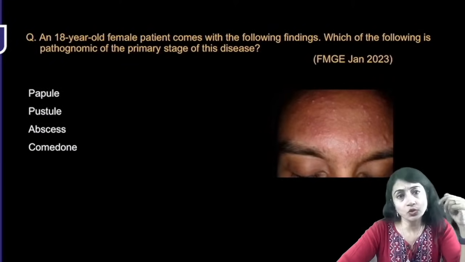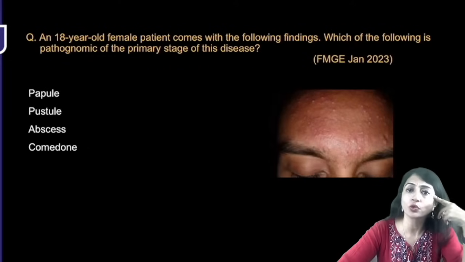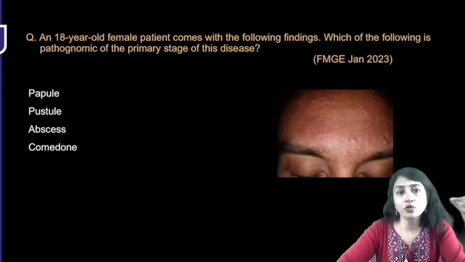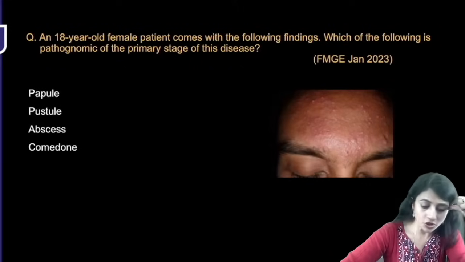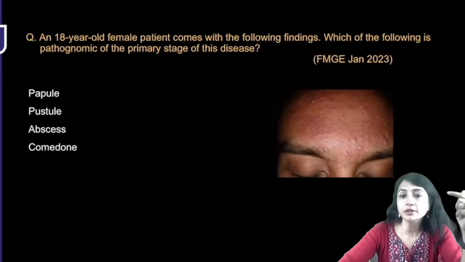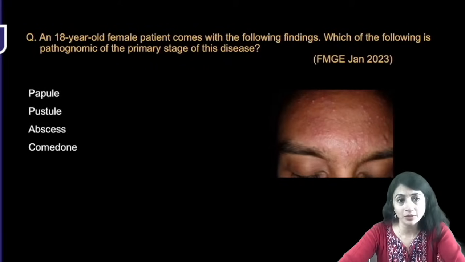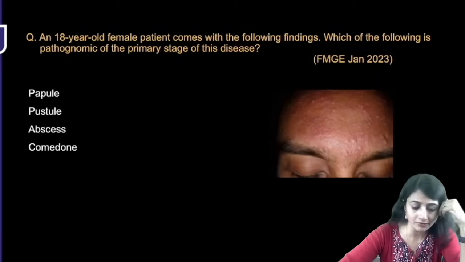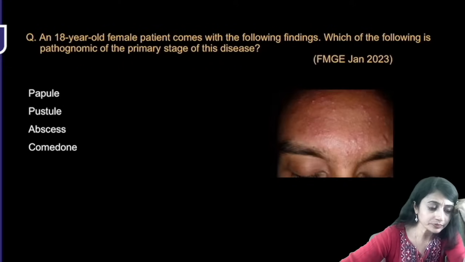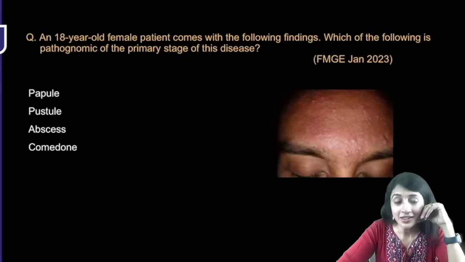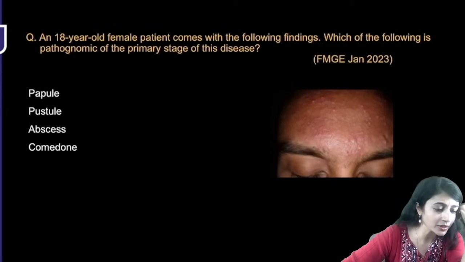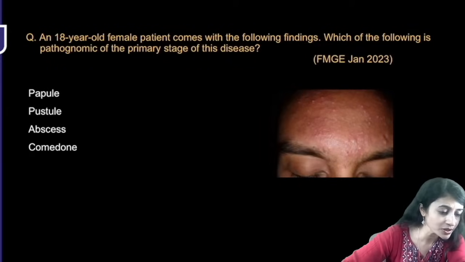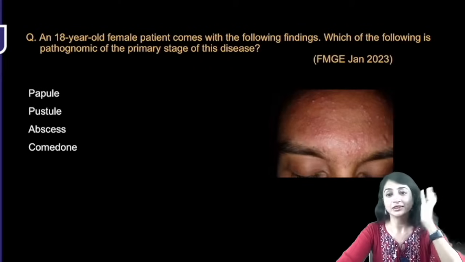An 18-year-old female patient comes with the following findings. Which of the following is pathognomonic of the primary stage of this disease? So here in the options I have various primary lesions: papule, pustule, abscess and comedone. So what do I see here? I'll wait for your answers again. Amazing. So you guys know everything. So yes, the answer is comedone, and Swati, Priyanka, Gajnan, Pradeep, Vipin, Gosal, Prakul, Alok, Brinda, you all are right.